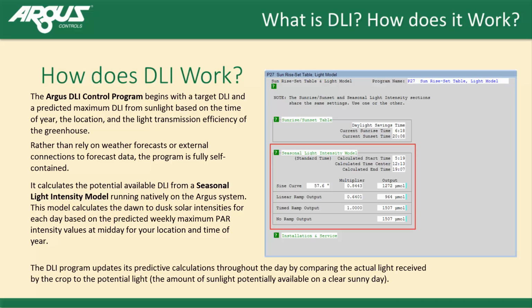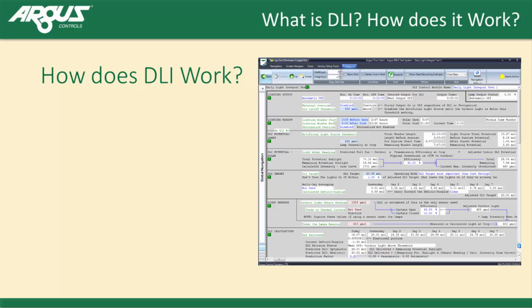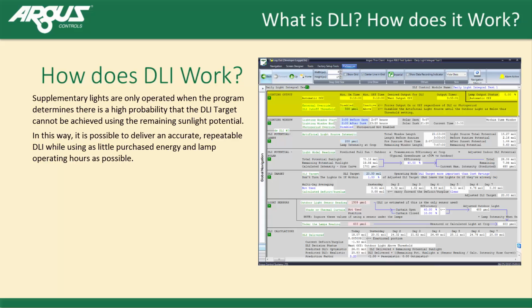The DLI program updates its predictive calculations throughout the day by comparing the actual light received by the crop to the potential light, or the amount of sunlight potentially available on a clear sunny day. Supplementary lights are only operated when the program determines there's a high probability that the DLI target cannot be achieved using the remaining sunlight potential. In this way, it's possible to deliver an accurate, repeatable DLI while using as little purchased energy and lamp operating hours as possible.